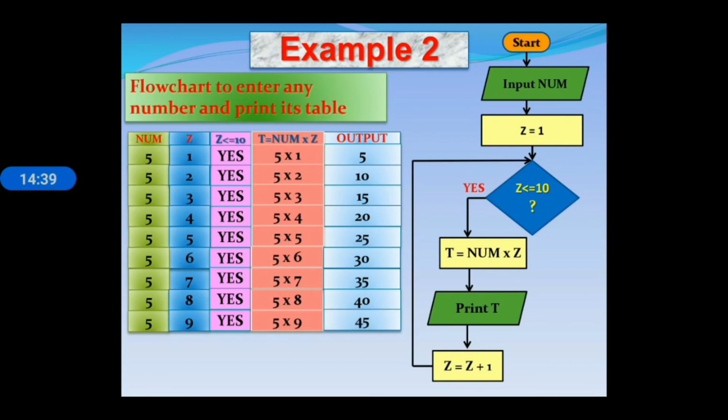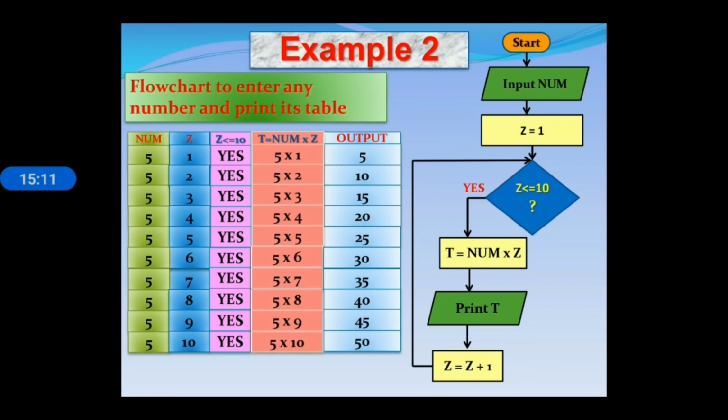Now again z increases by 1 and becomes 10. Then again it will return to the decision box and check whether the value of z is less than or equal to 10 or not. Yes, it's equal to 10. So again the value of num, that's 5, is multiplied with the value of z, that's 10. So 5 into 10, and the result is stored in variable t. Now print the value of t, that's 50.